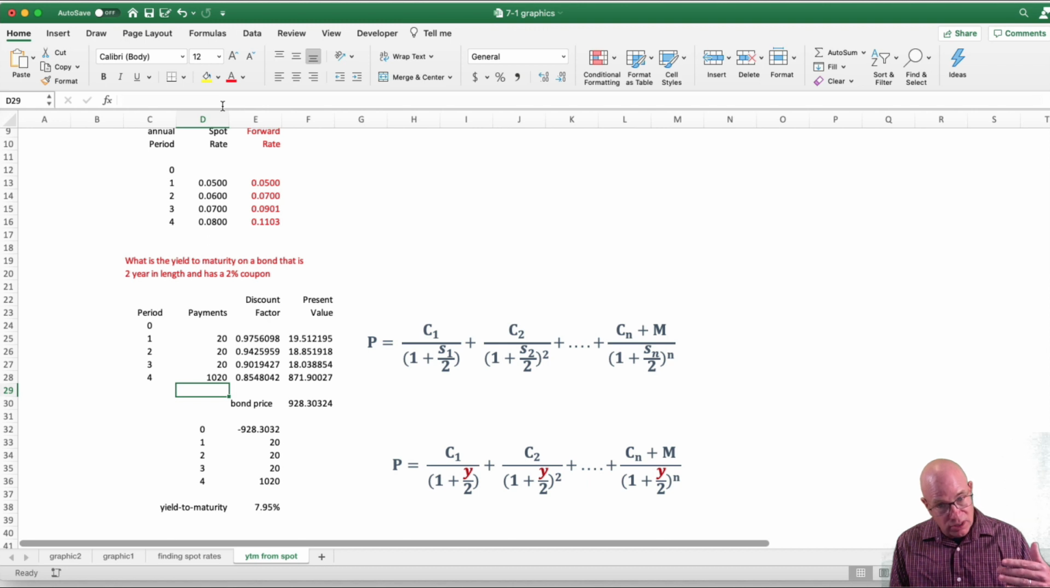And again, we could start with yield to maturities on different bonds and then find the spot rates. You give me any one of these series, spot rates, I can find anything, yield to maturities. If you give me forward rates, I can find the spot rates and the yield to maturities. You give me yield to maturities, I can find the spot rates and the forward rates.